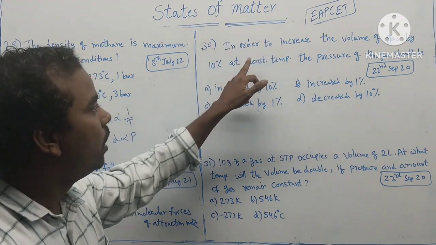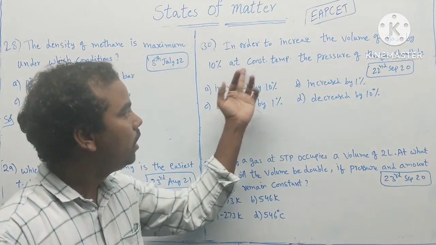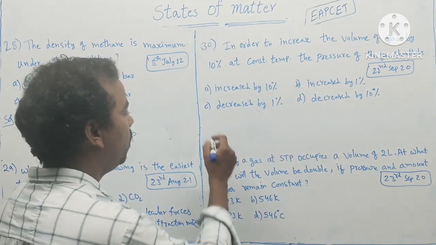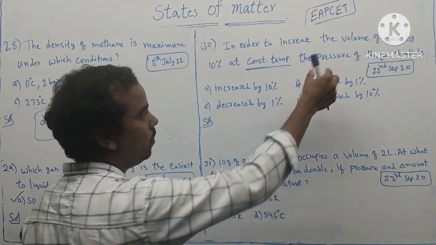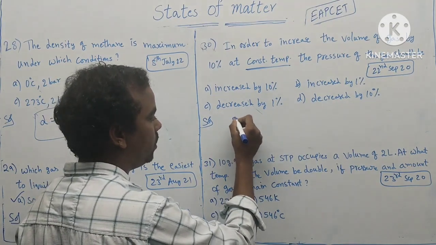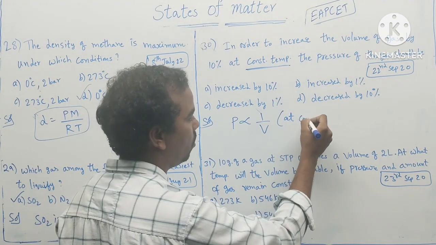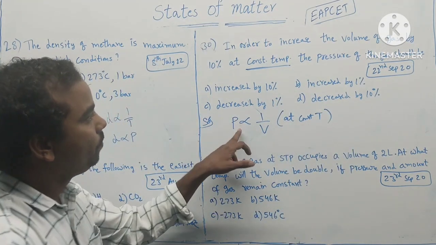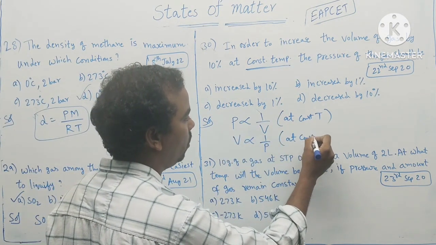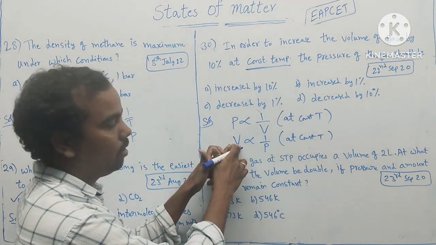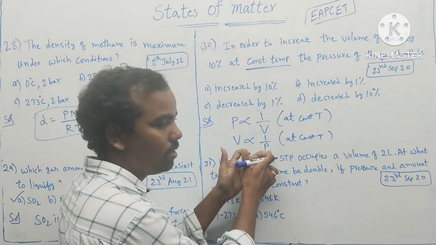Okay? Next. In order to increase the volume of gas by 10%, at a constant temperature, the pressure of the gas should be. At constant temperature, the relation between pressure and volume is that pressure is inversely proportional to volume, or volume is inversely proportional to pressure. So V is proportional to 1 by P. If volume is increased by 10%, then pressure is decreased by 10%. If it is increased by 2%, it is decreased by 2%.